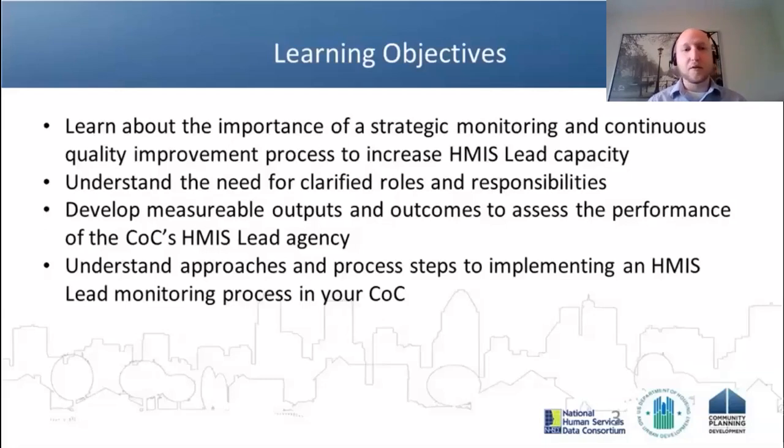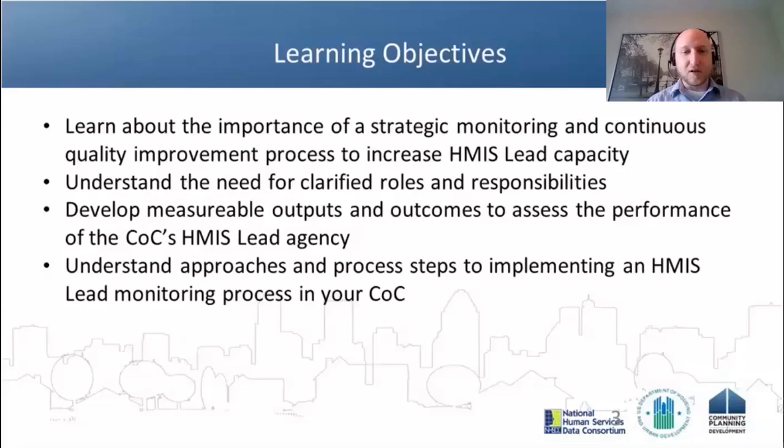We also want to think through developing measurable outputs and outcomes to assess performance. So we'll start to speak to this idea of an HMIS lead monitoring process or a monitoring tool. How can we actually measure the efficacy or the effectiveness of the services and the support roles that the HMIS lead is providing?